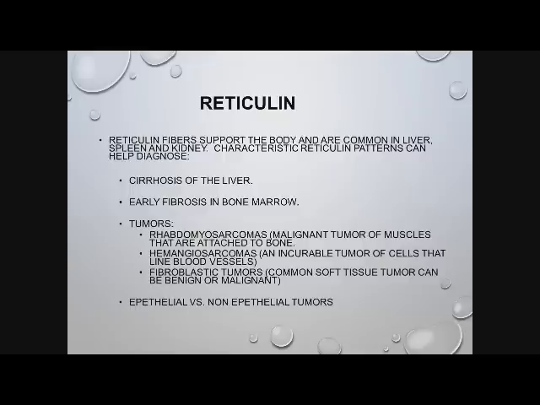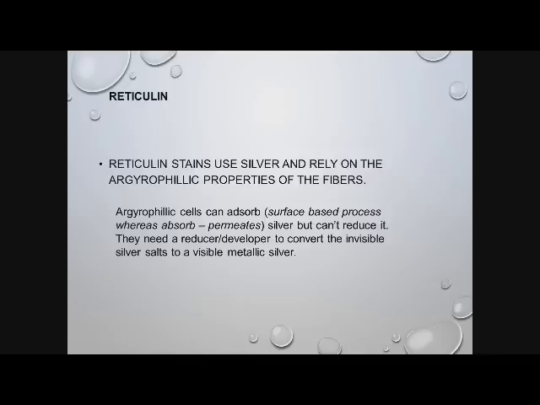So reticulin. Reticulin fibers support the body and are common in liver, spleen, and kidney. Characteristic patterns can help diagnose cirrhosis of the liver, fibrosis in bone marrow, many tumors, epithelial versus non-epithelial tumors. So reticulin stains use silver, and they rely on our argyrophilic properties.